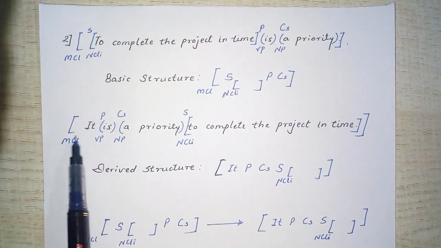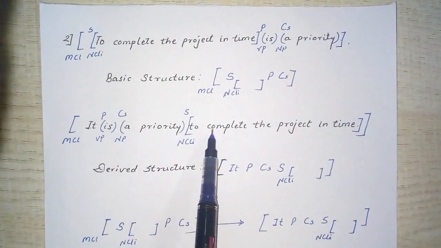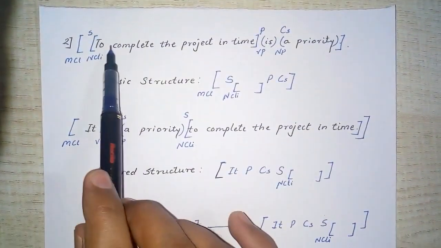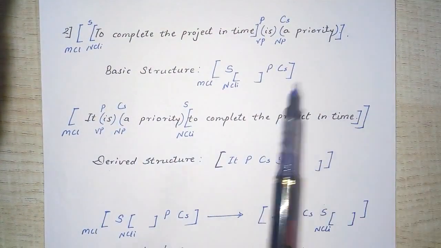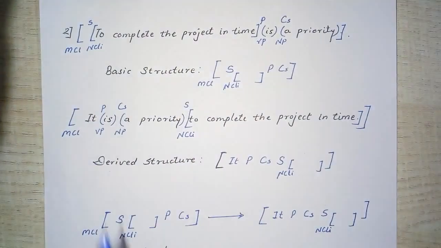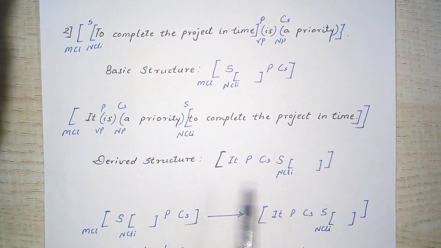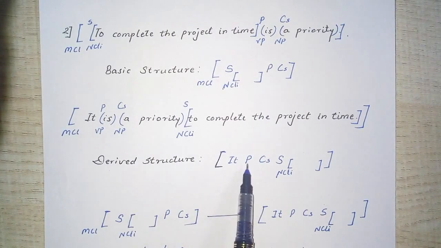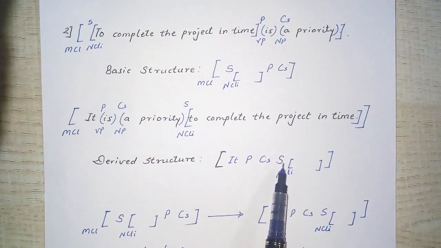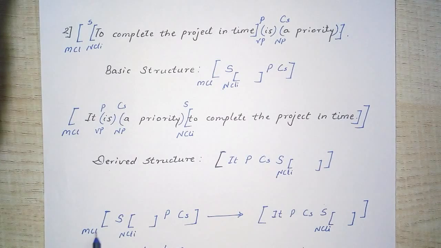Now the extraposition is: it is a priority to complete the project in time. So we have just shifted the subject to the end, and at its place we have used it. So it is a priority to complete the project in time. The derived structure is it, predicator, subject complement, and subject. And we have written basic structure and derived structure at the end.